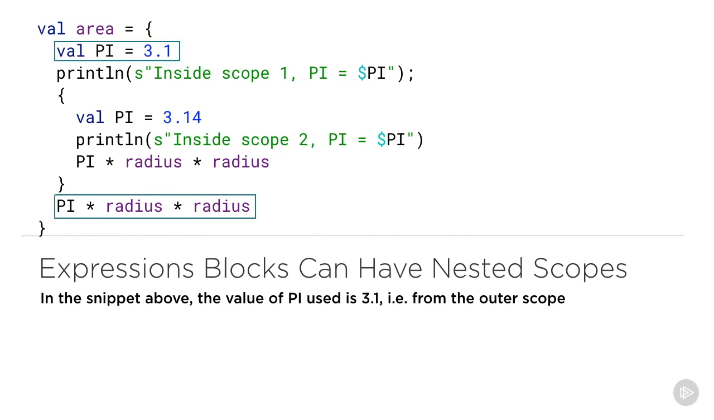And the return value of this entire expression block is the last expression which makes use of the outer value of pi, that's 3.1.